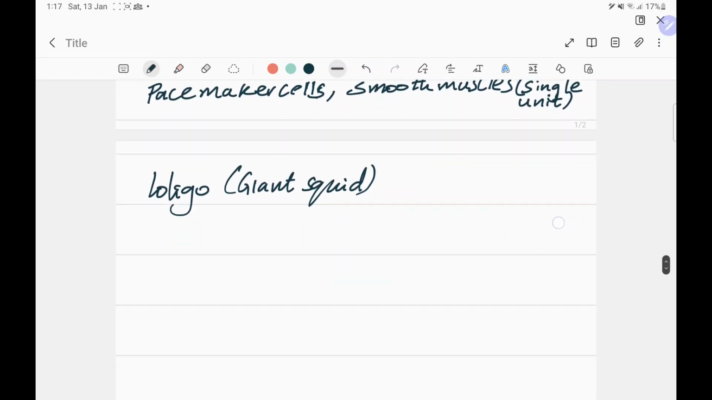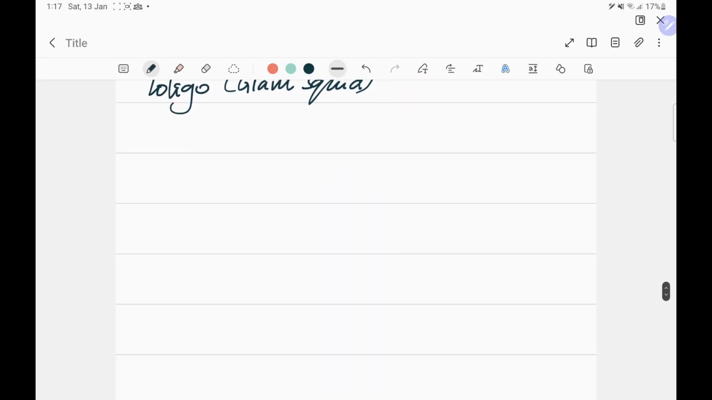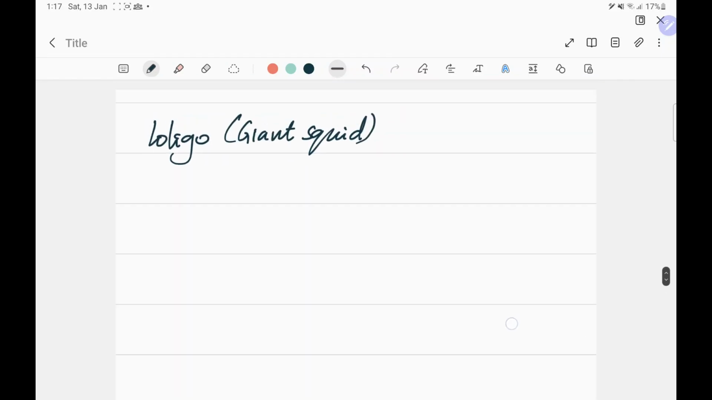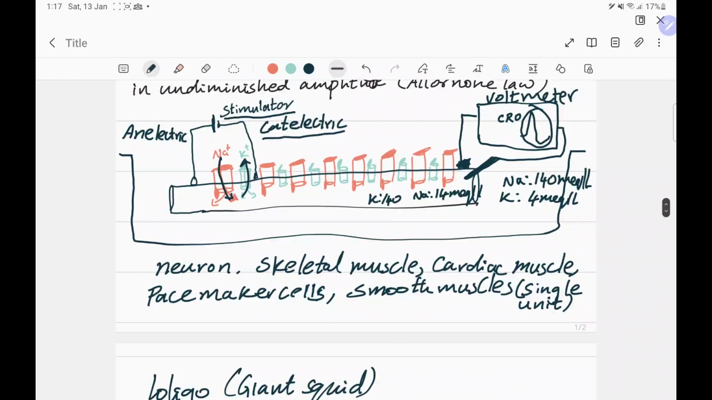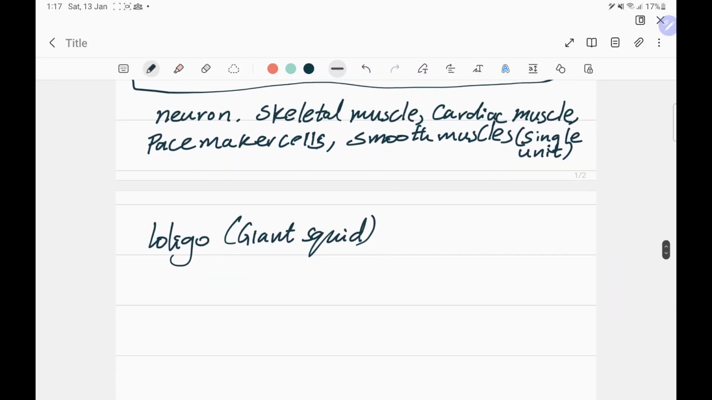Now let's elaborate a little more over here. Before we go into the sequence of events, I'll just tell you how these sodium channels and potassium channels look, so you can understand what's going on.